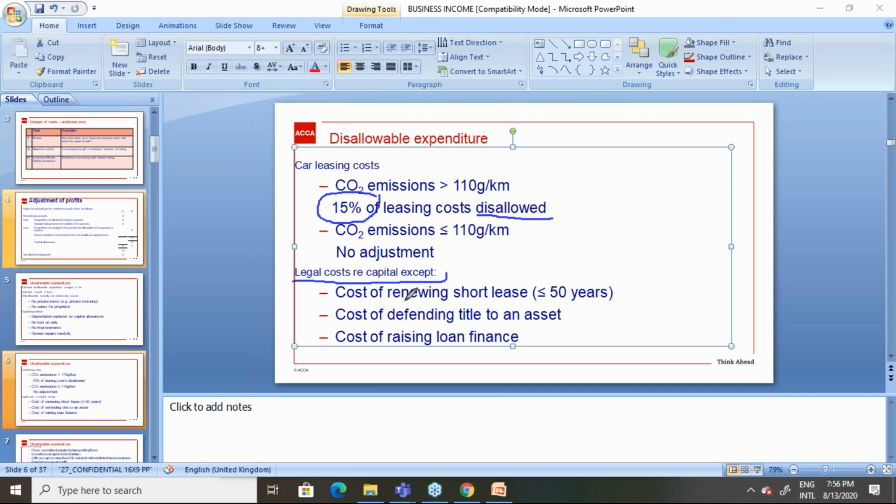But remember, you're only permitted to claim the cost of renewing the short lease. If the question says you're granting a short lease for the first time, that is not an allowable expenditure, but if you are going to renew an existing short-term lease, then that cost is an allowable expenditure.